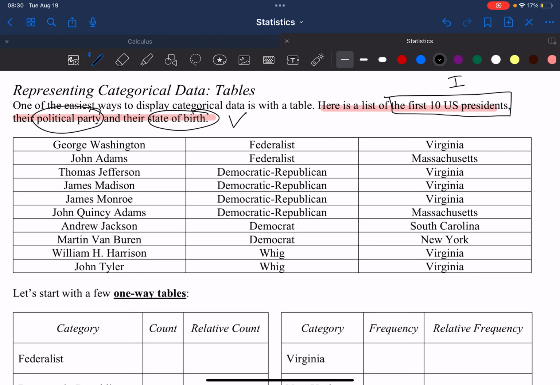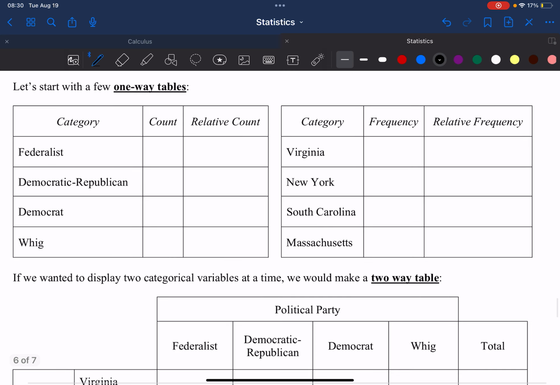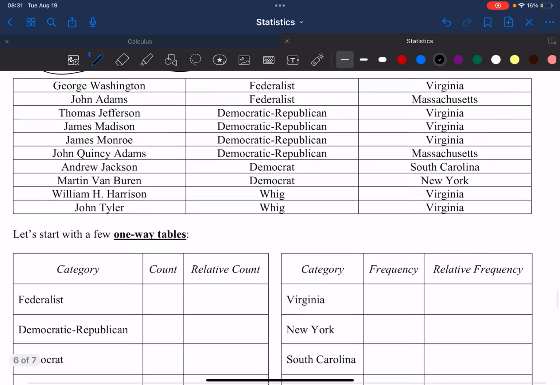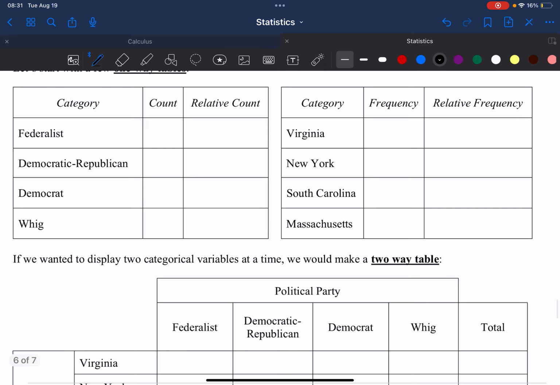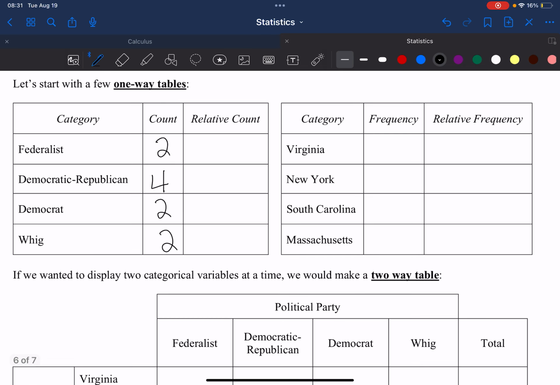So here we have a list, and we're going to first just create one-way tables. What these one-way tables do is they break it down per variable. Looking at our first variable, which is political party, we're going to count how many times each pops up in this list. Looking at the list, I see that there are 2 Federalists, 4 Democratic Republican, 2 Democrat, and 2 Whig.